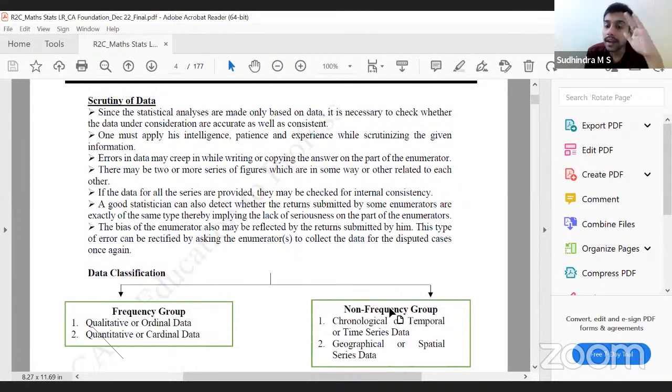And the second one is non-frequency. Under non-frequency, we have chronological data and geographical data. Chronological is time-based, geographical is region-based. Chronological data is also called temporal data or time series data. Geographical data is also called spatial data. Then, presentation.